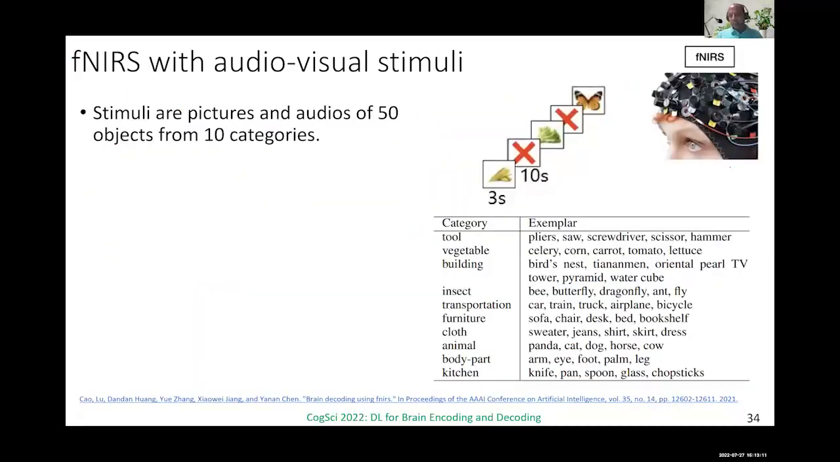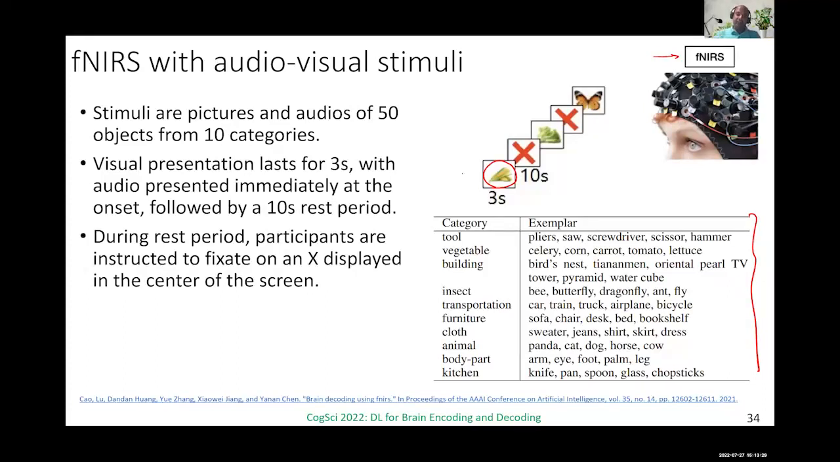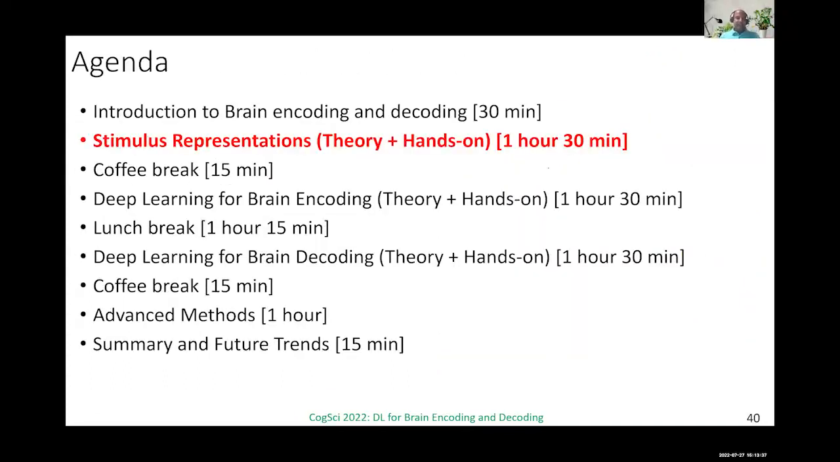Then there's the audio-visual stimuli data set, which is an fNIRS data set. Subjects were shown pictures along with audio for 3 seconds: 50 different objects coming from 10 different categories that you see here. The visual presentation lasts for 3 seconds, and there's a 10-second rest with a fixation point displayed. So that's about the data sets.